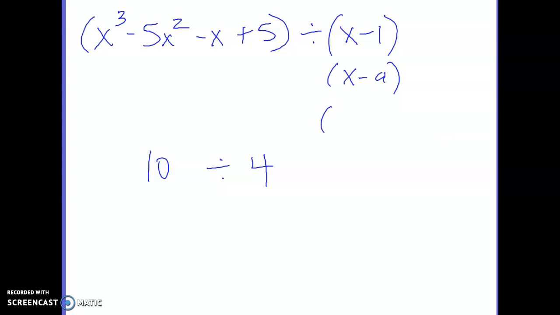When you're dividing by something that's not in the form x minus a, like let's say you have x squared minus 2 or something else, you have to use long division. So let's quickly review long division with numbers.